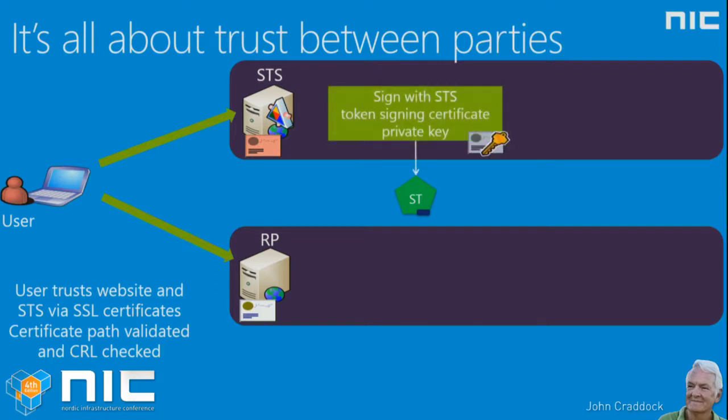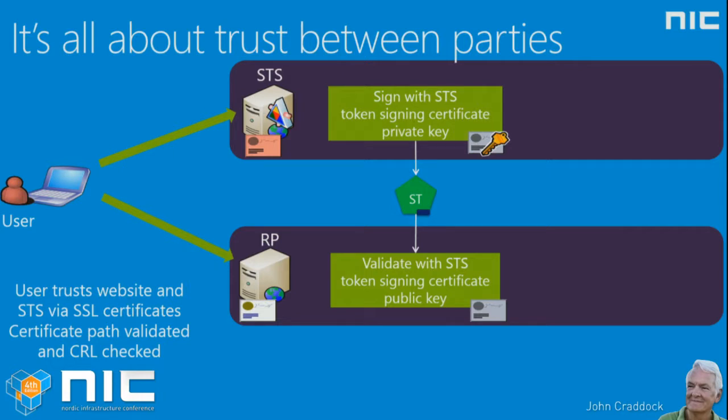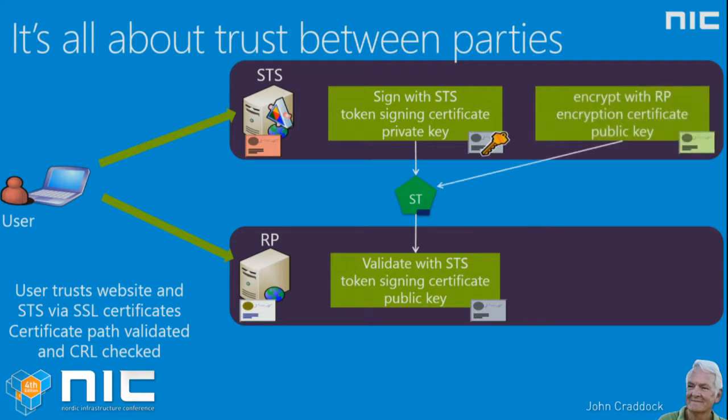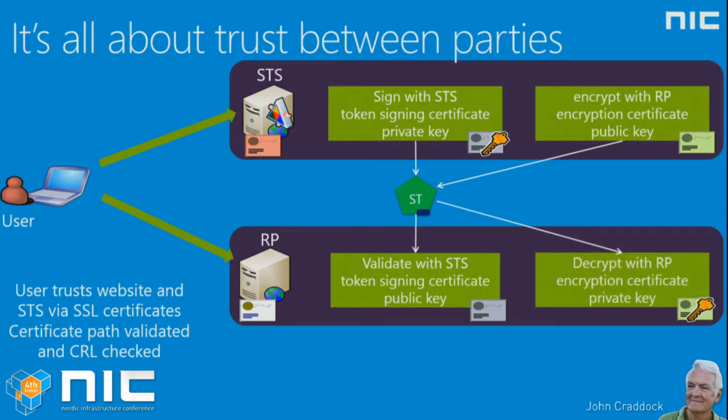The signature on there will require the public key to be on the security token service. To validate that signature, the relying party needs to know about the public key details of the particular certificate that was used for signing. So somehow that information has got to get down there. If we're going to encrypt the token contents, so the claims, then we will need an encryption certificate, and the public key will be up on the security token service, and the private key will be down on the relying party or the application.